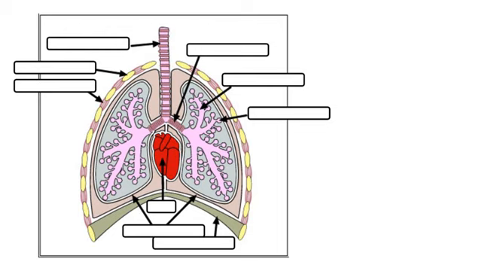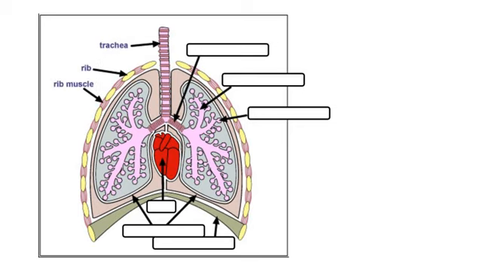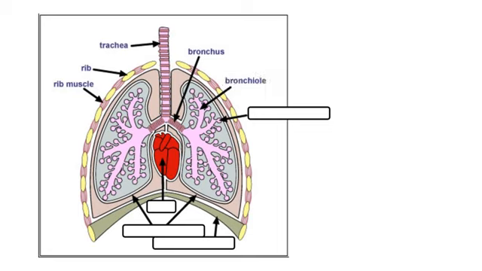Alrighty, let's look through our labels. We start off with the trachea at the top, and we have our rib bones shown there. In between them it's called rib muscle, but we can be a bit fancier than that and call it intercostal muscles. We have the bronchus, or bronchi if you're talking about two of them, followed by bronchioles, which are smaller divisions of the bronchi, and at the end of our bronchioles we have little alveoli.